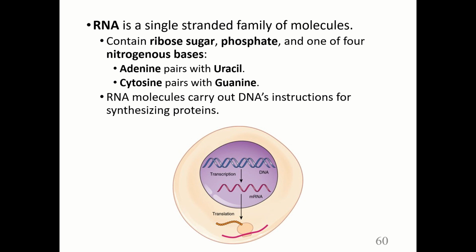RNA is a single-stranded family of molecules. It contains a ribose sugar, a phosphate, and one of 4 nitrogenous bases. So adenine will pair with uracil instead of thymine. There's no thymine in RNA. Cytosine will pair with guanine. And RNA molecules will carry out DNA's instructions for synthesizing the proteins. So basically, RNA will copy the triplets of the DNA and carry it out into the cell to make proteins. We will talk about that in the cell chapter.